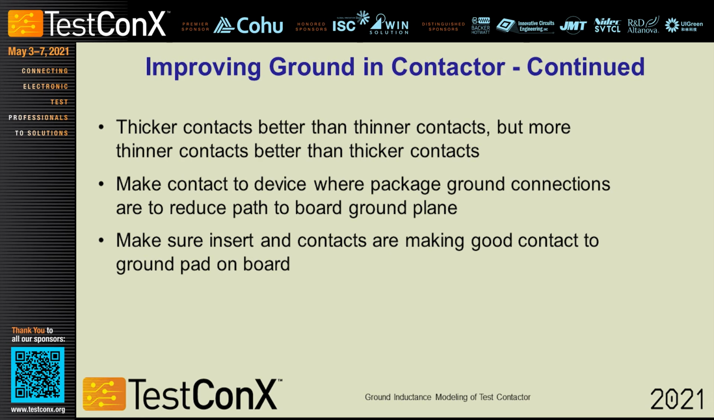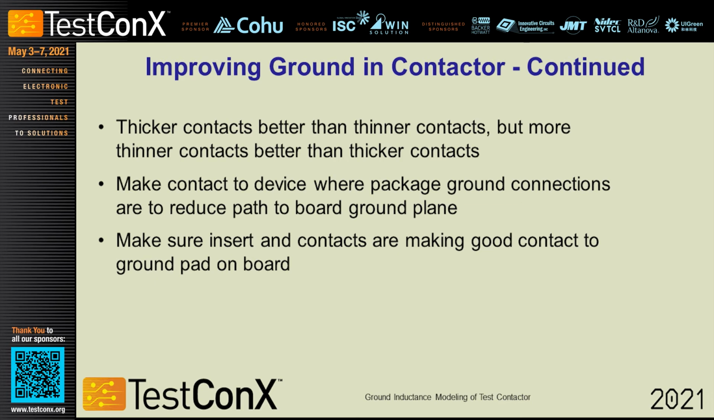You want to make sure the inserts and the contacts are making good contact to the ground pad on the board. A lot of times you obviously want to put your vias as close as possible to contacts, but you don't want to put them right underneath the contacts because sometimes that impacts the mechanical performance. And if the mechanical performance is compromised, usually electrical performance is degraded also.